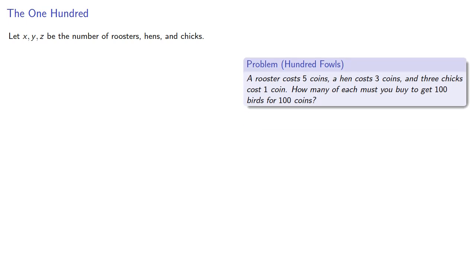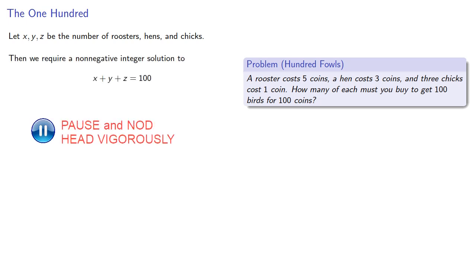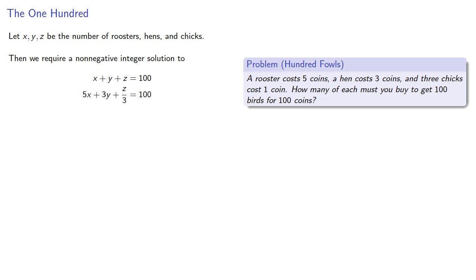So let x, y, and z be the number of roosters, hens, and chicks. Then we require a non-negative integer solution to, there are 100 birds, so x plus y plus z is 100. And at the cost of 5, 3, and 3 for 1, the total cost of the birds is also 100.